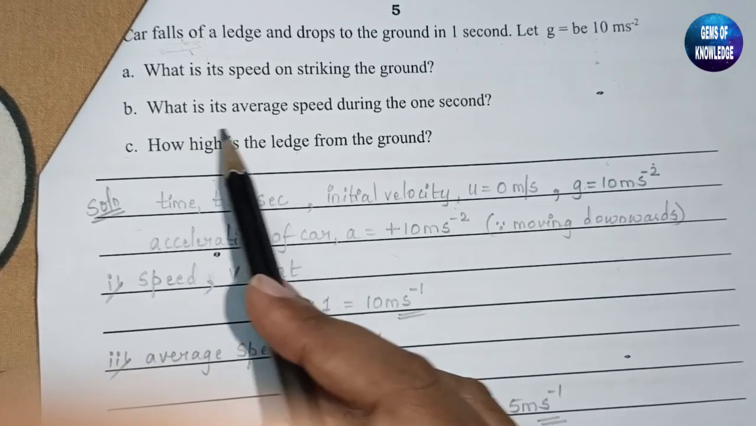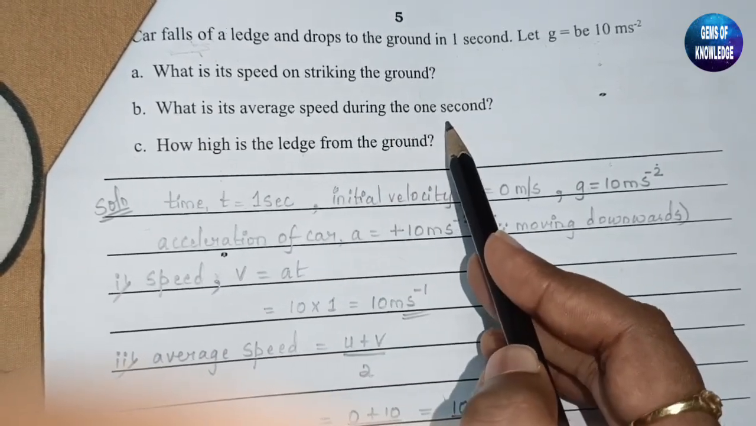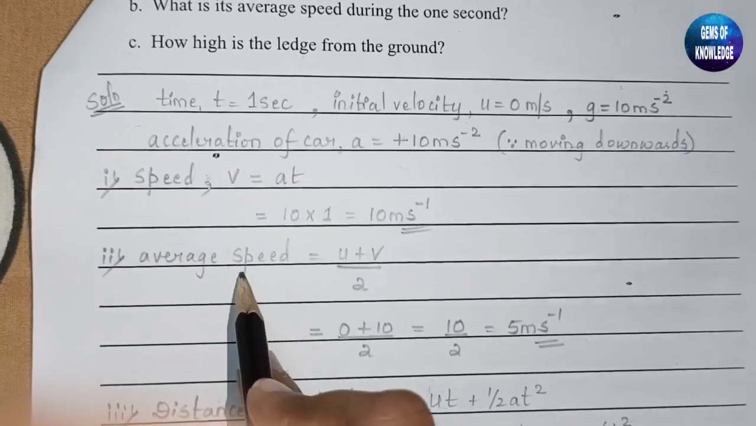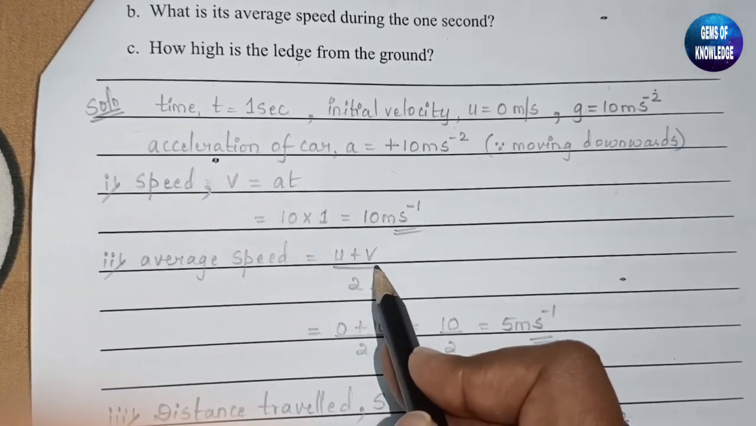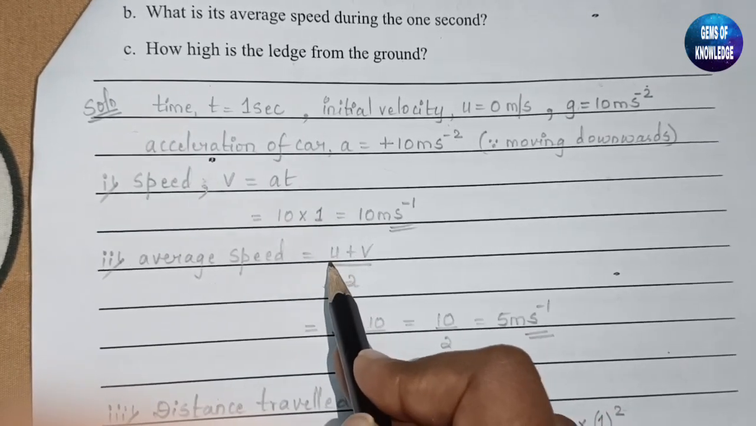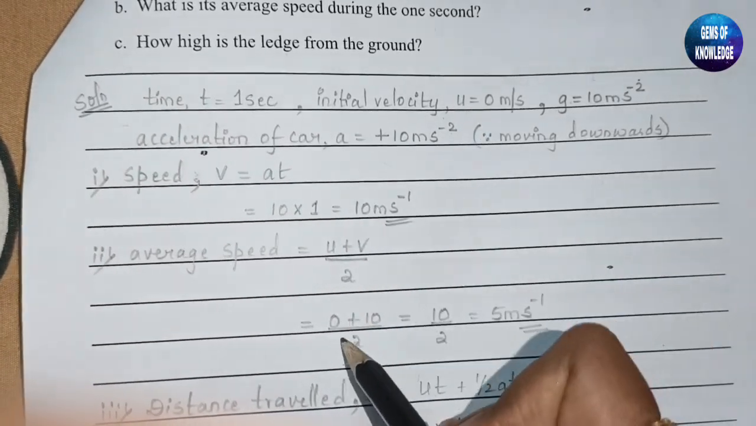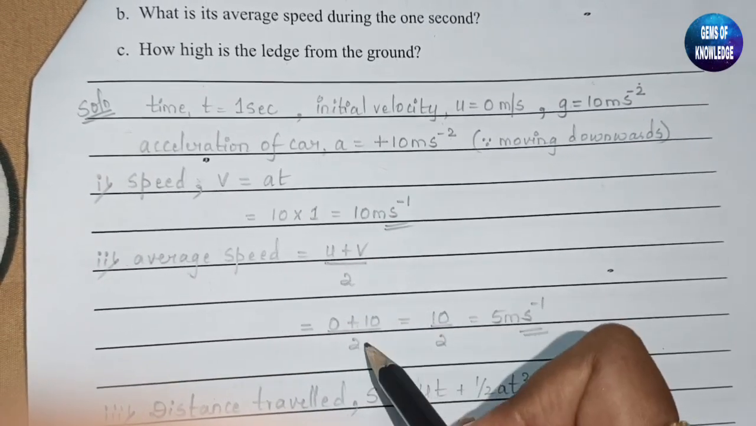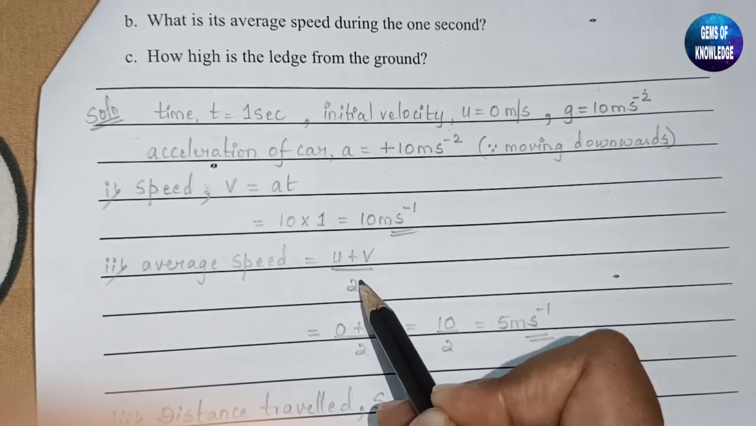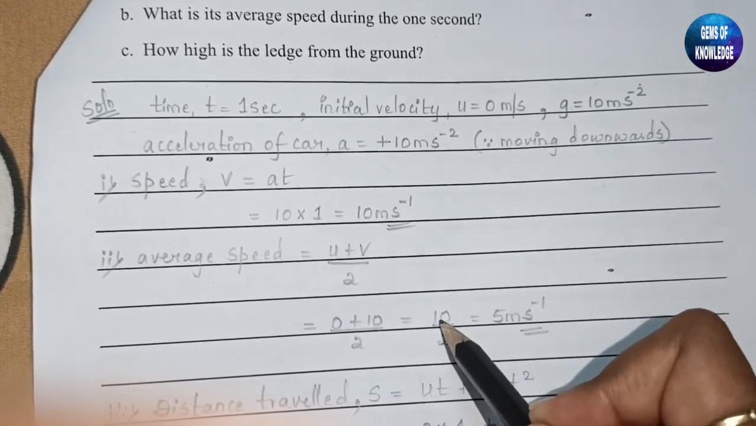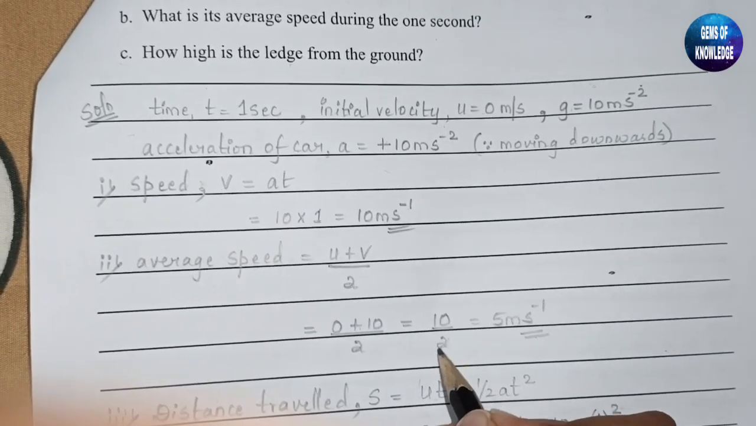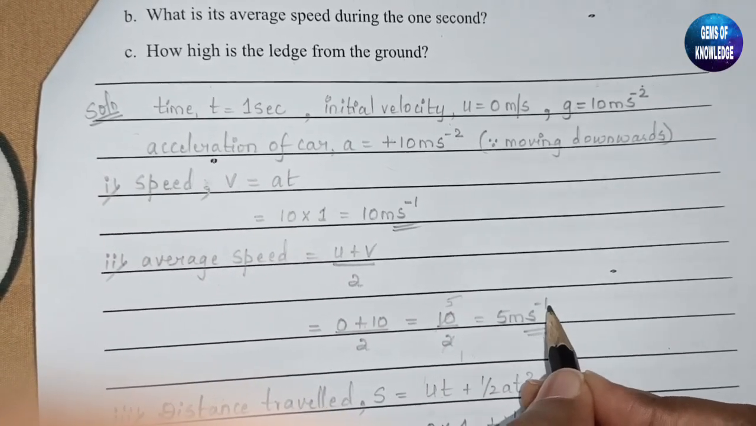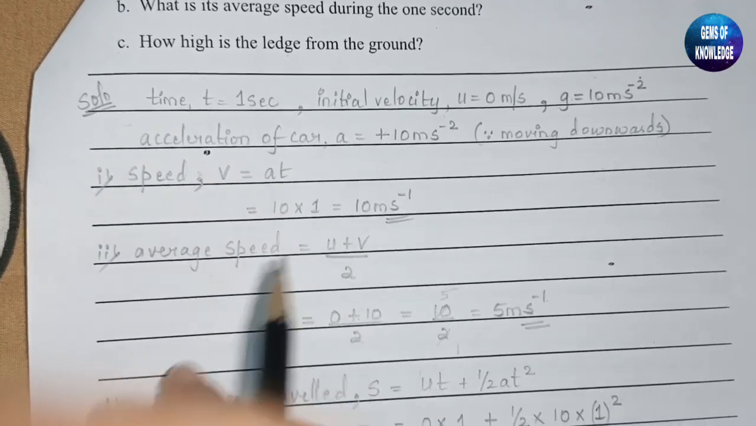Second question, what is its average speed during 1 second? We have the formula average speed equals (u plus v) divided by 2. Initial velocity u is 0, plus the speed we got, 10, divided by 2. So 0 plus 10 is 10 itself, and 2 fives are 10. So 5 meter per second. So this is the average speed.